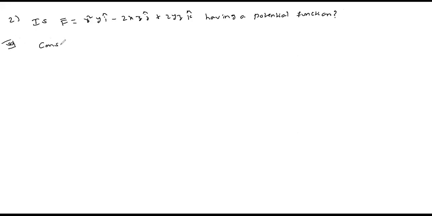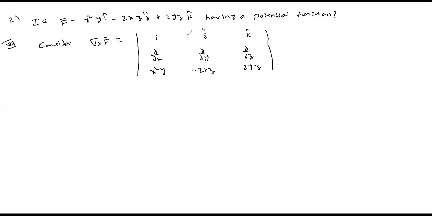Consider curl f bar. What is curl f bar? It is the determinant with i, j, k, del by del x, del by del y, del by del z. The first component of f bar is x squared y, the second component is minus 2xz, the third component is 2yz. So find out the curl. This is going to be i bar into del by del y of the third component, 2z, minus del by del z of the second component, which is minus 2x, so 2z plus 2x.